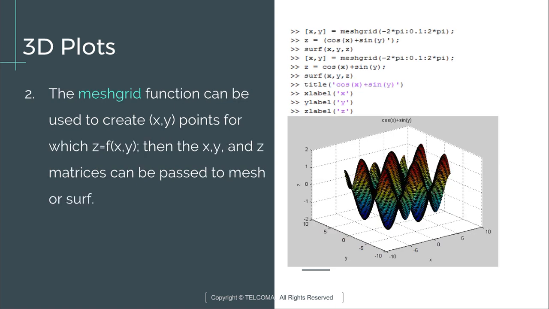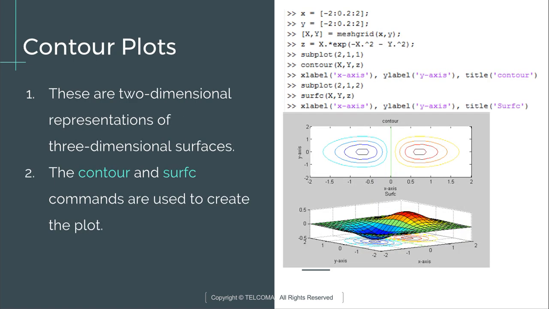The meshgrid function can be used to create xy points for which z equals a function of x and y. Then x, y and z matrices can be passed to mesh or surf. So for that I am using the command surf(x, y, z) or meshgrid with some particular values. So the graph will be displayed as shown here.